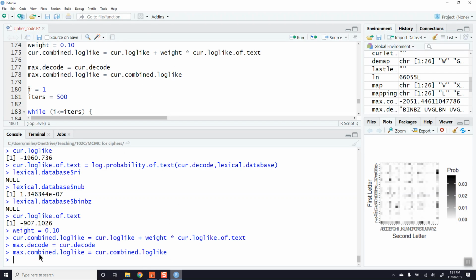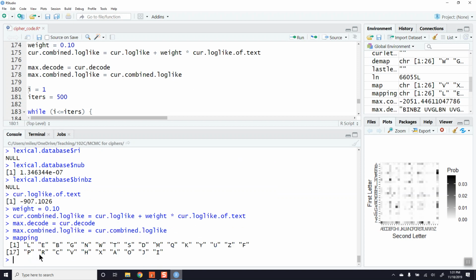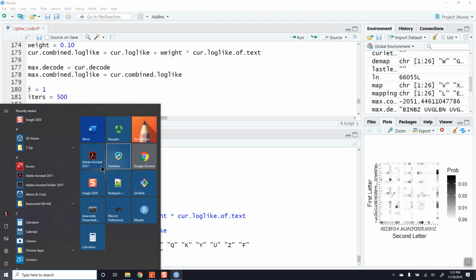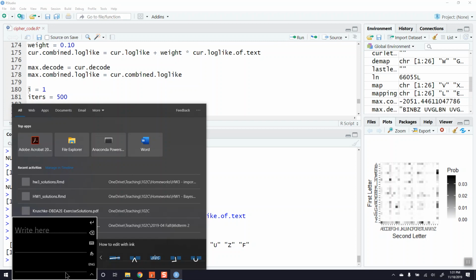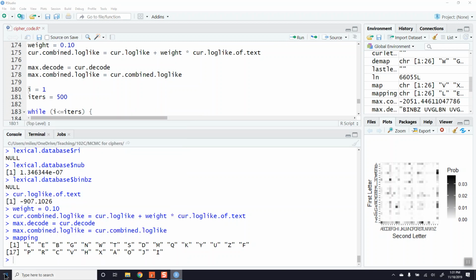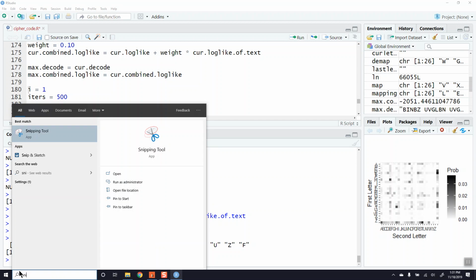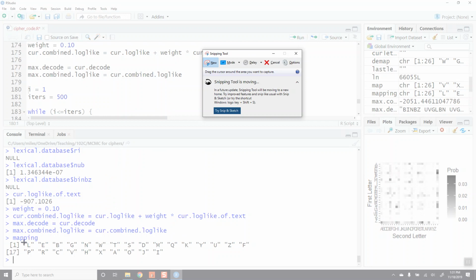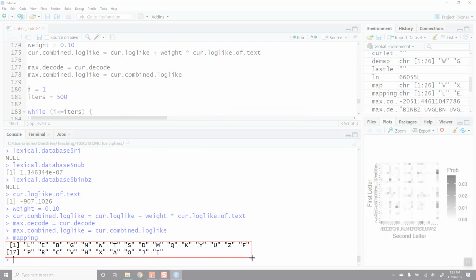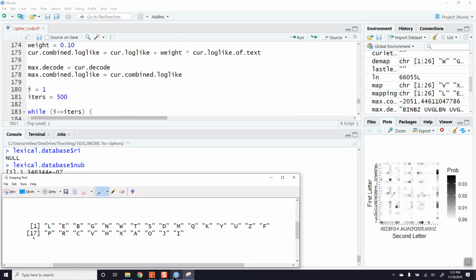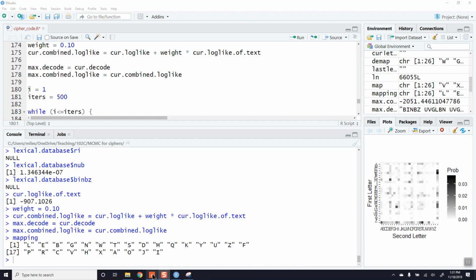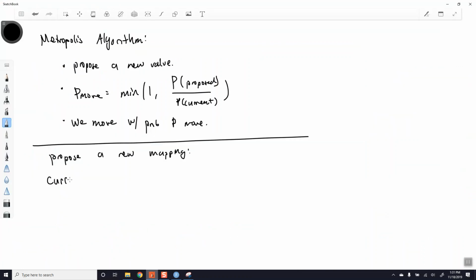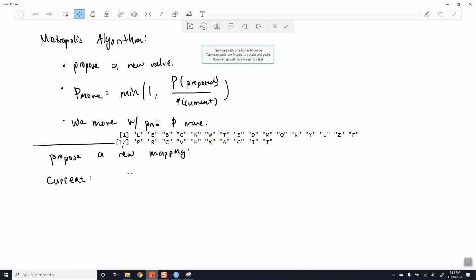So as far as proposing a new mapping goes, right now my current mapping is this, and I'm going to propose swapping two letters here. Whoops. Where's my snipping tool? Okay, so my current mapping looks like this.